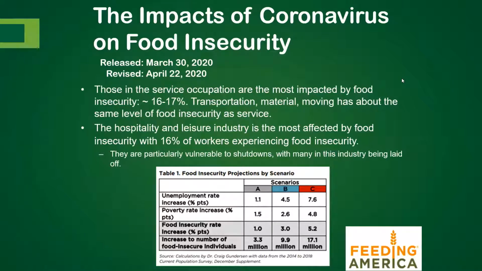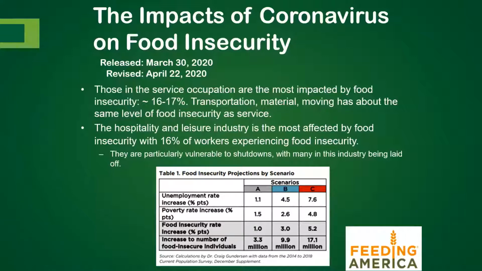And so I wanted to take a look at some briefs by Feeding America, who looked at unemployment values for predicting how the coronavirus could affect food insecurity across the nation. Just for some situational awareness, I do want to report that the Bureau of Labor Statistics recently said that between February and now, we've had a 6.7% increase in our unemployment rate. So that's just something to keep in mind. The first brief I want to talk to you about is called The Impacts of Coronavirus on Food Insecurity. It was released on March 30th and revised on April 22nd of this year.